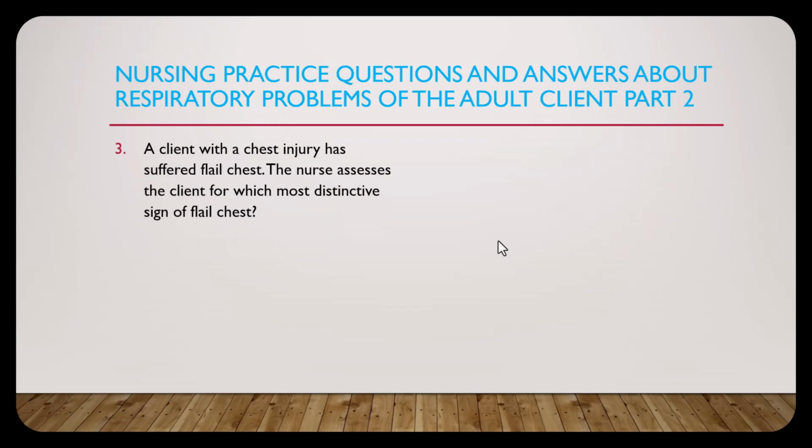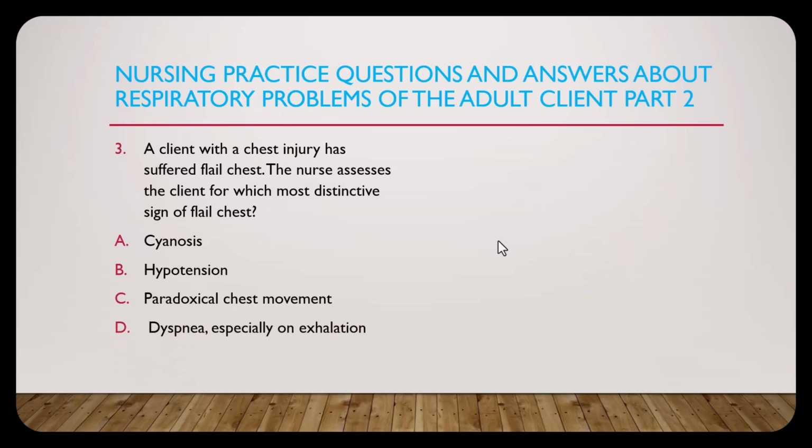Now let's move to the third question. A client with a chest injury has suffered flail chest. The nurse assesses the client for which most distinctive sign of flail chest? So these are the options. Option A, cyanosis. Option B, hypotension. Option C, paradoxical chest movement. Option D, dyspnea, especially on exhalation.